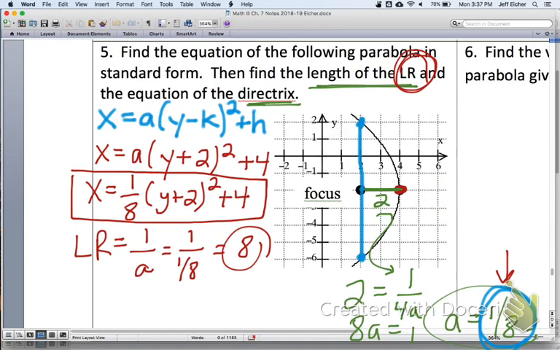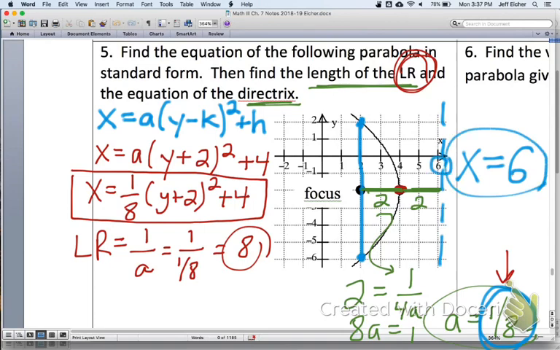And then lastly, the directrix is parallel to the LR. It's the same distance away that the vertex is to the focus. So this distance is 2, and the dashed directrix line would be the vertical line x equals 6, because there's the 6 right there. x equals 6. So we have our equation check, our LR check, and our equation of our directrix check.